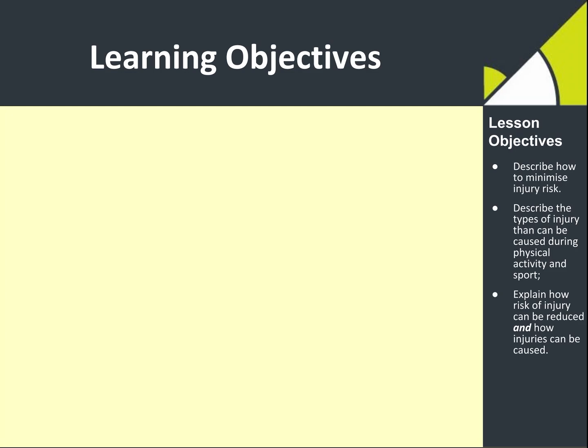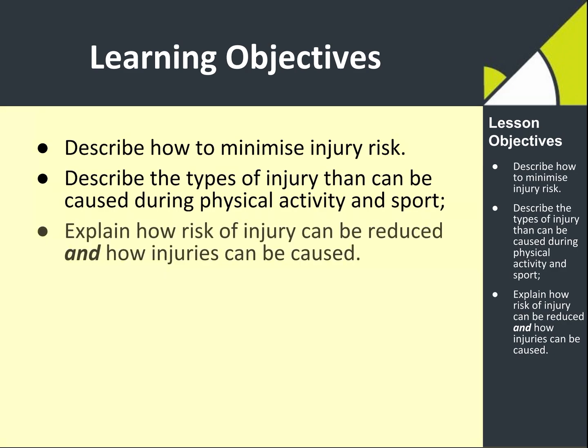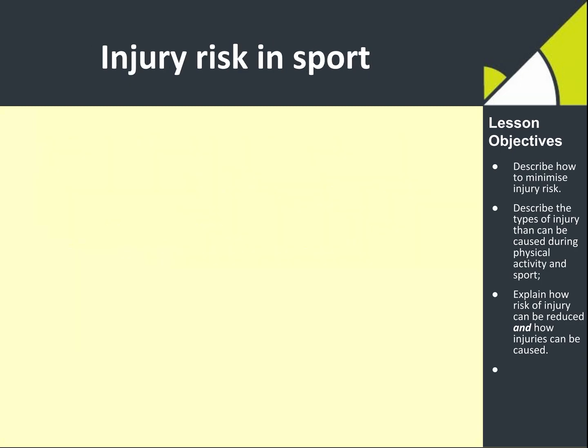So this week we're going to be learning about injuries in sport. Your learning objectives for this week are to describe how to minimise injury risk, to describe the types of injury that can be caused during physical activity in sport, and to explain how risks of injury can be reduced and how injuries can be caused.